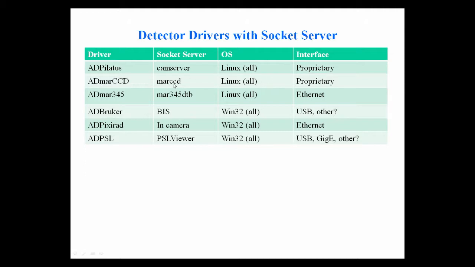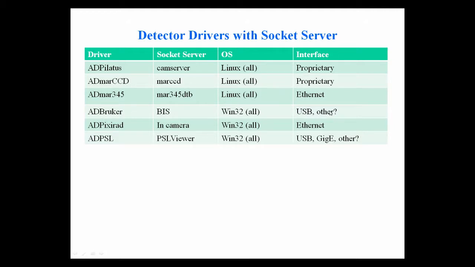Also, they provide a server here, MarCCD, and you put it in remote control mode. Again, I believe that's a proprietary interface. The MAR345 is an online image plate. It's really slow. It takes like a minute to read out an image. It's an Ethernet interface. The Bruker, they provide a server called the Bruker Instrument Server, BIS. That runs on Windows. Those are USB and probably other cameras from them.